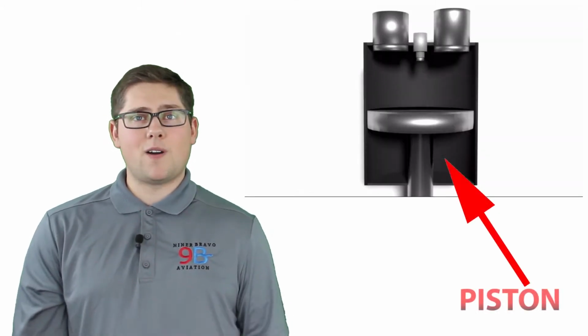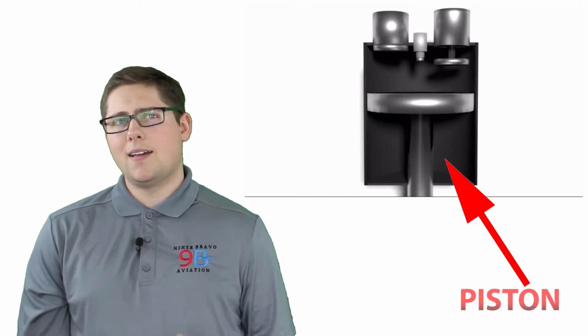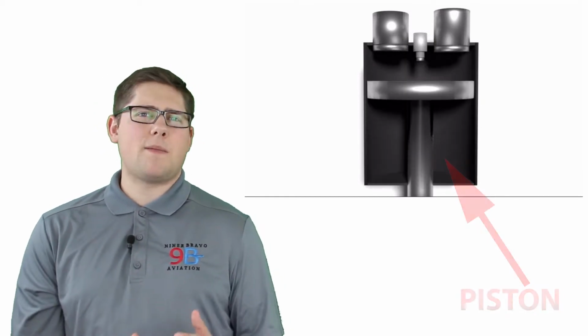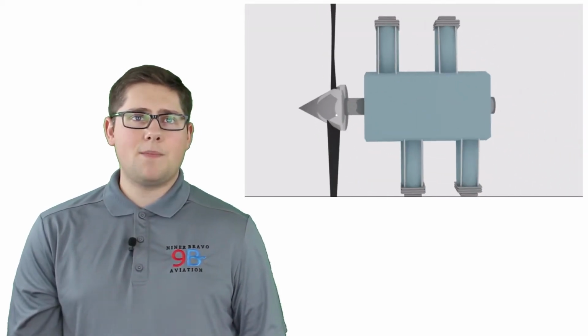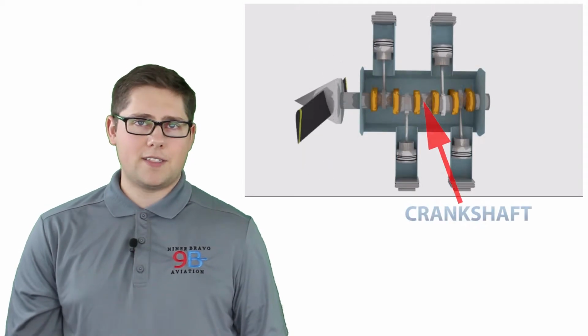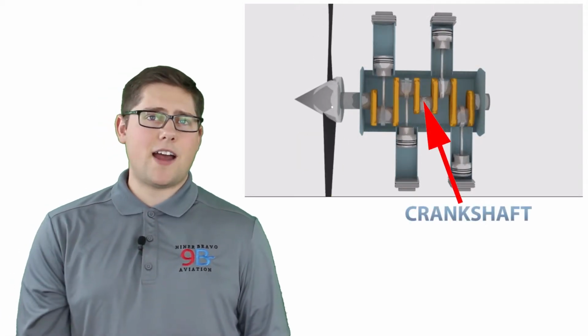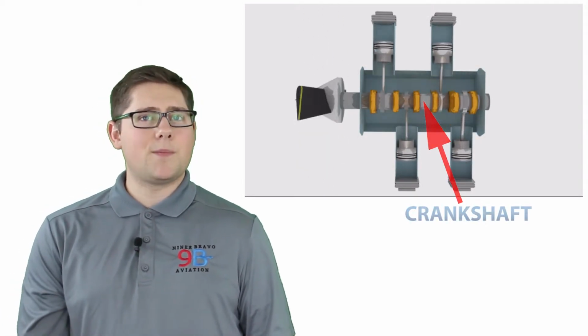Inside the cylinder is the piston. This is where all the magic happens. Think of the piston as a sort of plunger that pulls and pushes air into and out of the engine. The piston is connected to the crankshaft of the engine. When the piston moves inside the cylinder, it provides power to turn the crankshaft. As the crankshaft is rotated, it spins the propeller, which is directly connected to the crankshaft.